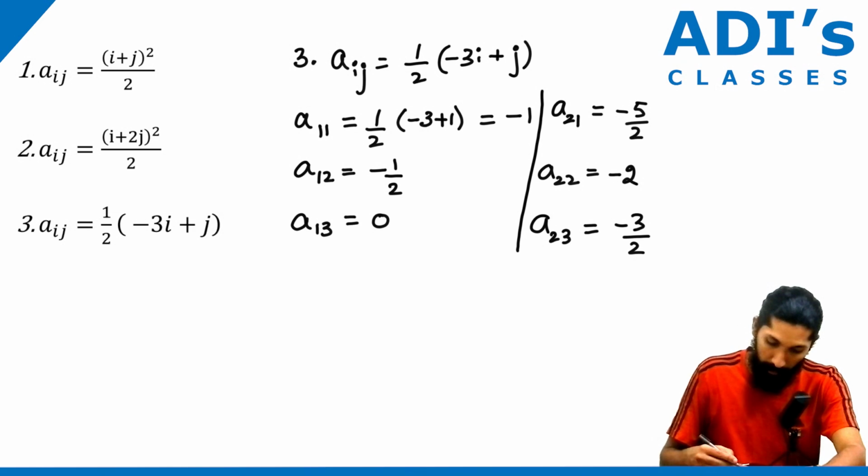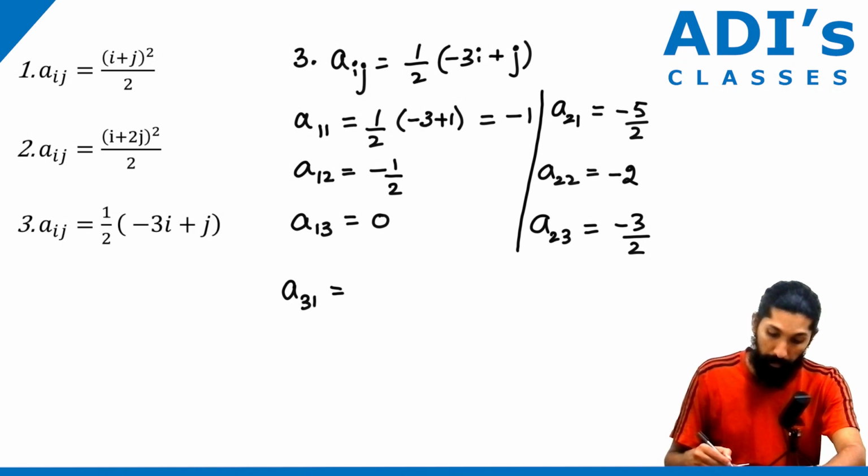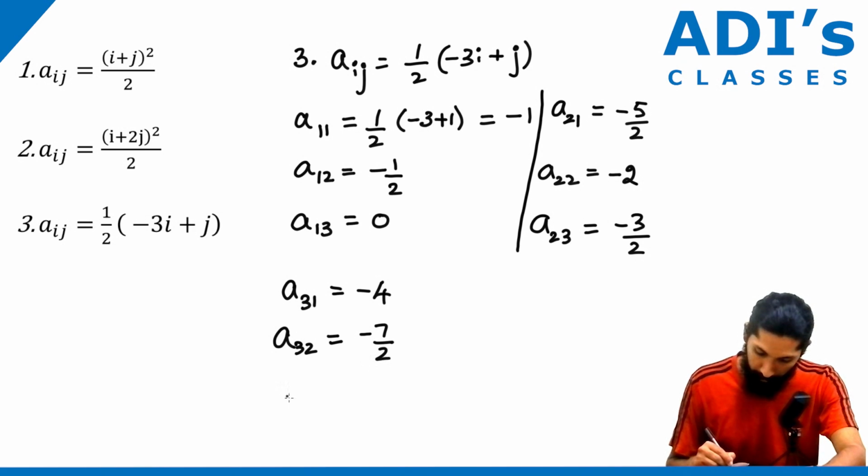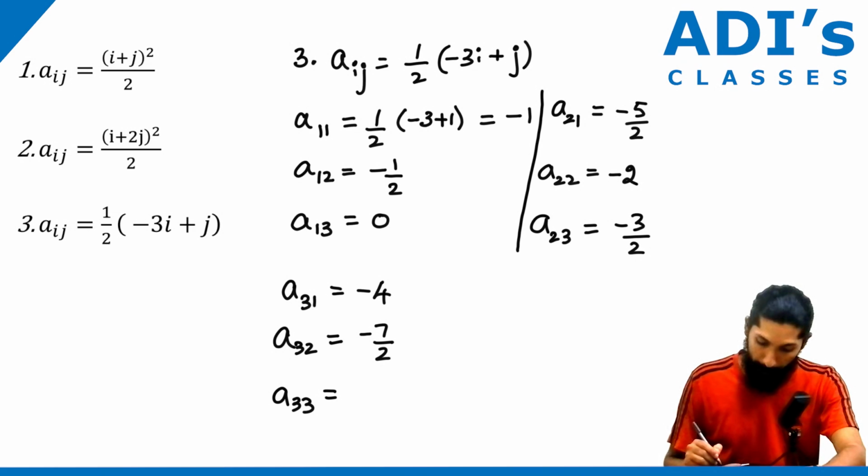Then finally we have A31, which is minus 9 plus 1, minus 8 by 2 is minus 4. A32, minus 9 plus 2 is minus 7, minus 7 by 2. And A33 is going to become minus 9 plus 3. Minus 9 plus 3 is going to become minus 6. Minus 6 by 2 is minus 3.